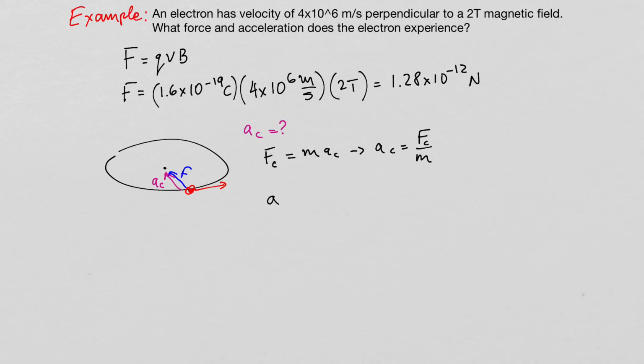So the acceleration with which the electron is moving is equal to 1.28 times 10 to the negative 12 newtons divided by 9.11 times 10 to the negative 31 kilograms. When you calculate that, you should get 1.41 times 10 to the 18th meters per second squared.